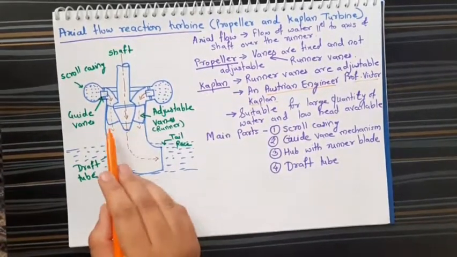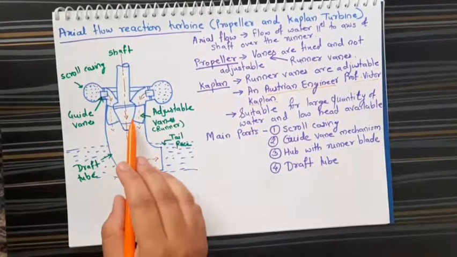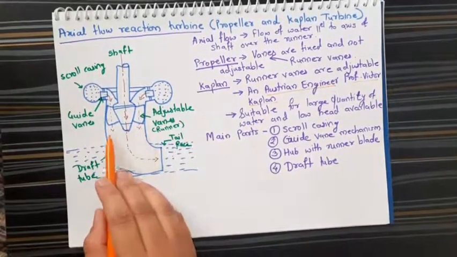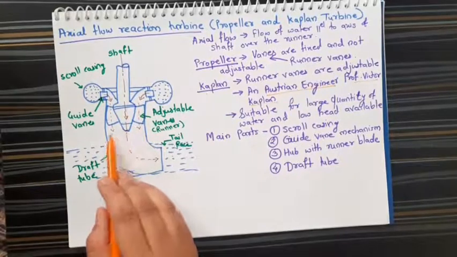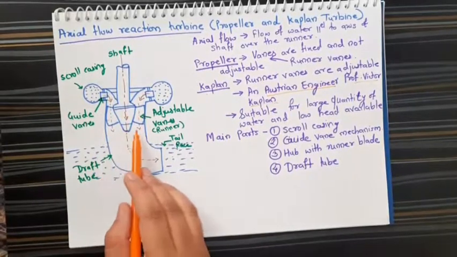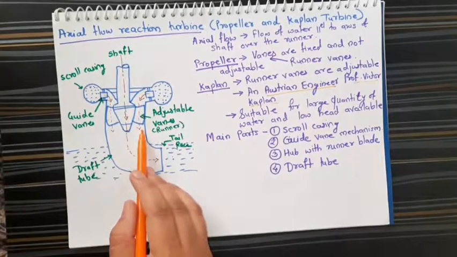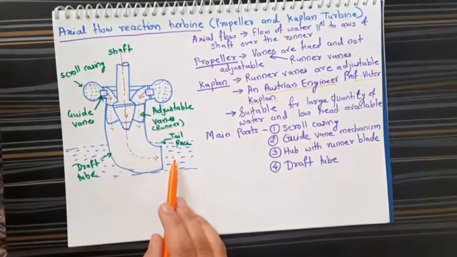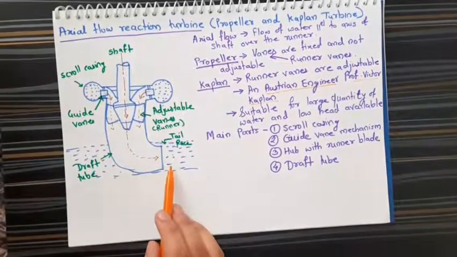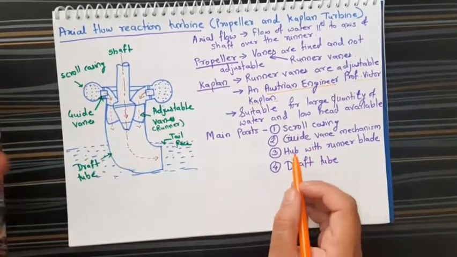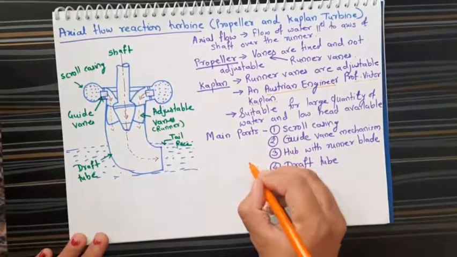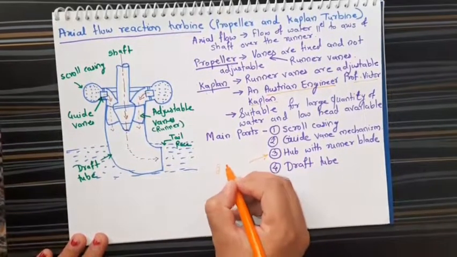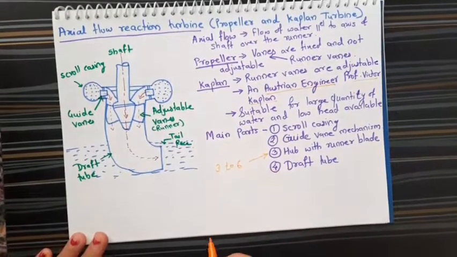As the pressure inside this turbine is not constant, and at the exit of the runner the pressure may drop below atmospheric pressure, we need this draft tube so that water will come out easily from this turbine. Here in an axial flow turbine, runner blades are normally only 3 to 6 in number.